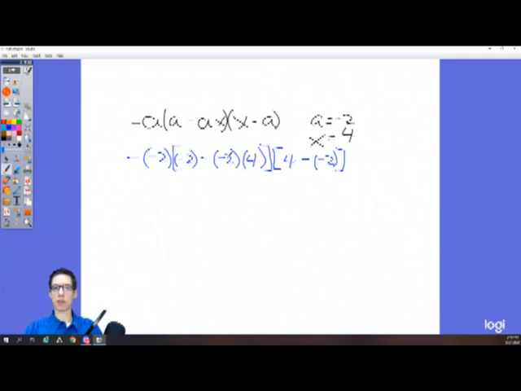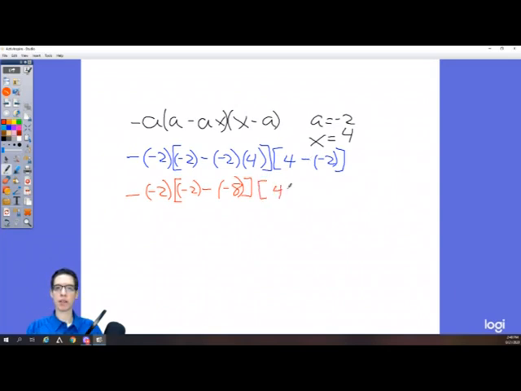This is going to be negative 2 times positive 4. That's going to give us, just copy this down here, negative 2. It's going to give us minus negative 8. Okay. And then we have 4 minus negative 2. Minus a negative is going to turn that into a positive.